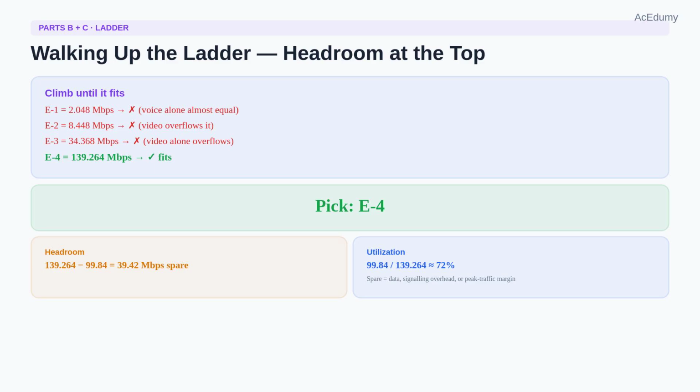Utilization is 99.84 divided by 139.264, which is roughly 72%. Healthy. What can we do with the spare? Another TV channel needs 96 megabits, does not fit. But we could load the headroom with data, file transfers, signaling overhead, or a few hundred extra voice channels. Or we keep it as engineering margin for traffic peaks.